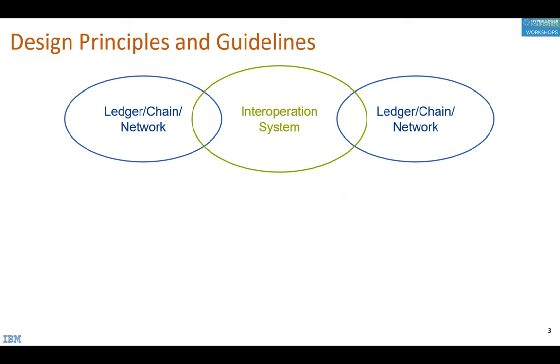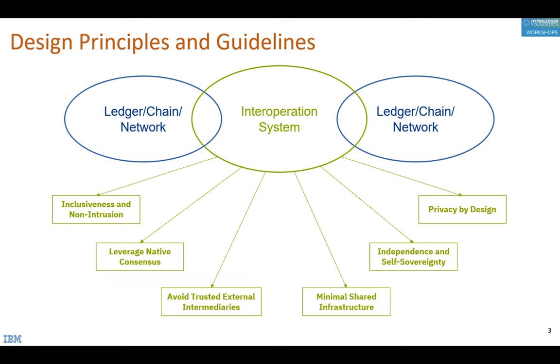Very loosely speaking, an interoperability system is something that connects two separate ledgers or two separate networks and enables them to interoperate with each other. There are many different kinds of designs you can have. But how we wanted to build the system was according to a particular set of design principles, which involve not relying on trusted external intermediaries, keeping the networks independent, ensuring that privacy is maintained by design, leveraging the native consensus algorithms of the different systems, and not being biased towards any particular distributed ledger technology.